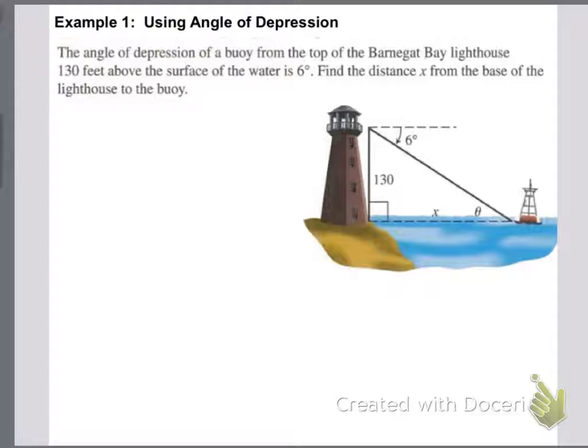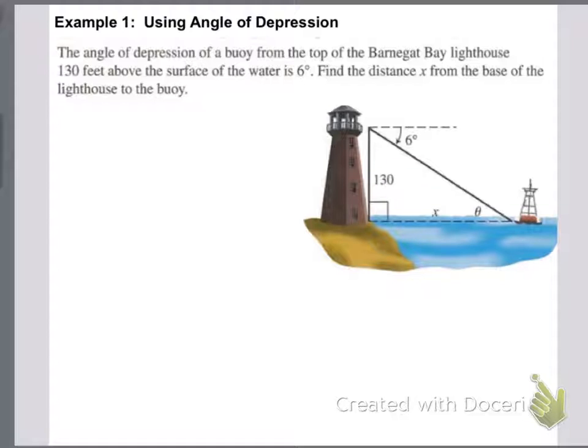So, the angle of depression of a buoy from the top of the Baregat Bay lighthouse, 130 feet above the surface of the water, is 6 degrees. Find the distance x from the base of the lighthouse to the buoy.